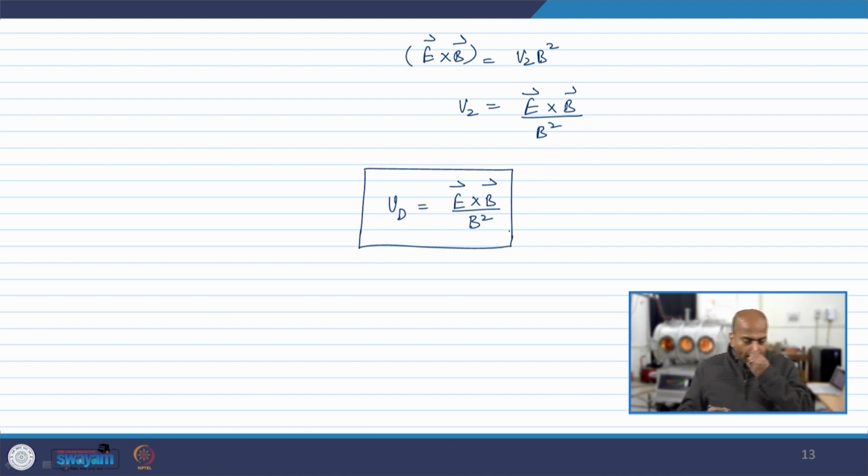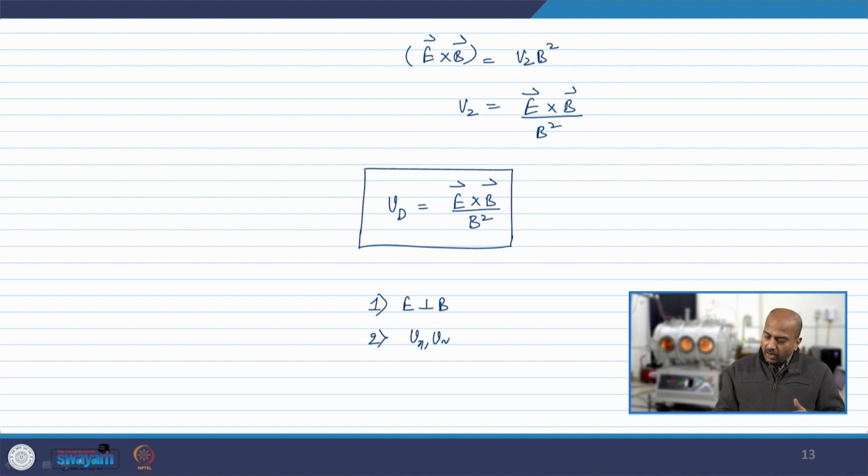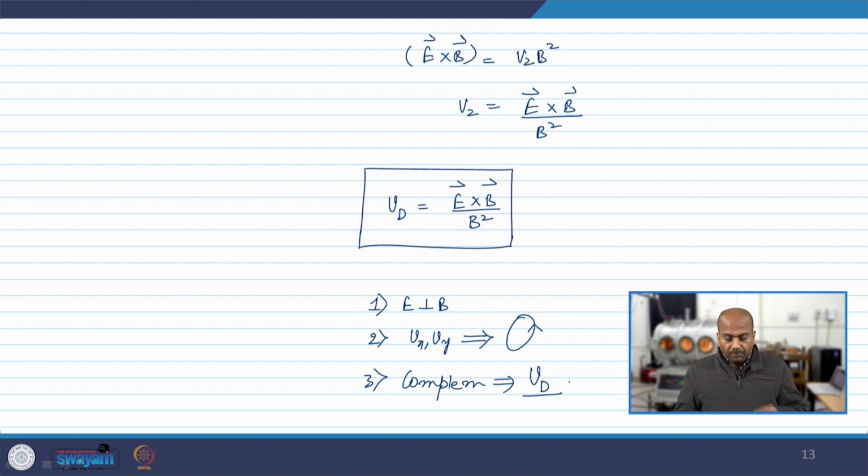So, this is the concept of the E cross B drift velocity. What have we understood? We have understood three things here. When we have perpendicular E and B fields, both these fields will combinedly act on the particle. Second thing, the Vx, Vy will continue to give you circular motion. Third one, the complementary solution of the differential equation will give you an additional term which you call the drift velocity, and this drift velocity will be in a direction perpendicular to E as well as B. So, this is the conclusion. This additional term or this velocity is called the drift velocity.